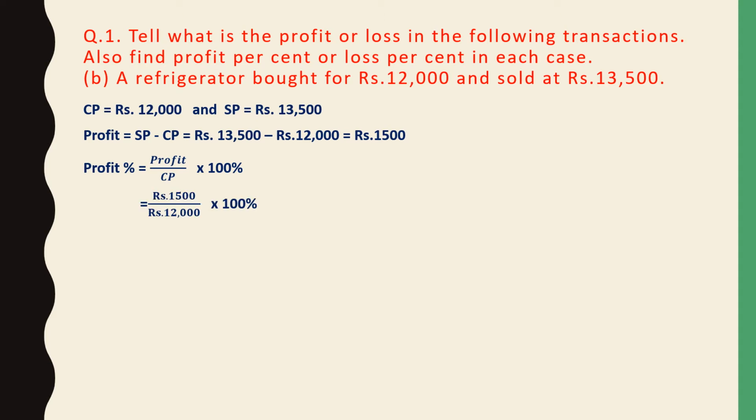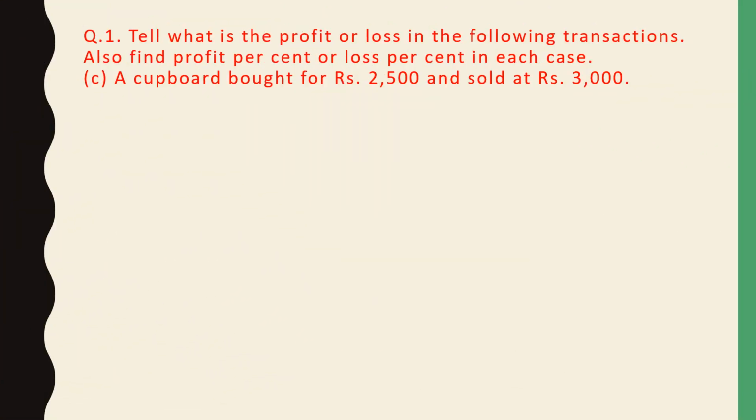Here rupees and rupees cancel. Here we get 2 zeros and 15. 8 15s are 120. Now 4 2s are 8 and 25. Here we get profit percent as 100 by 8%, or you can say 25 by 2. That is 12.5, and 12.5%.